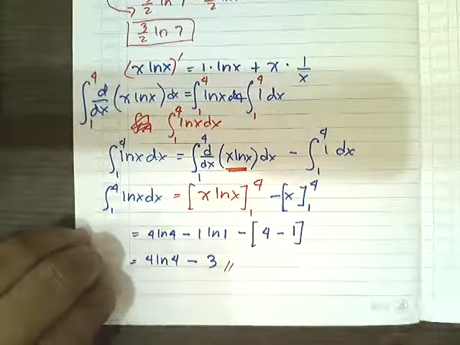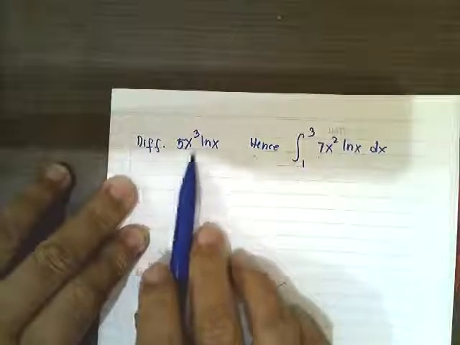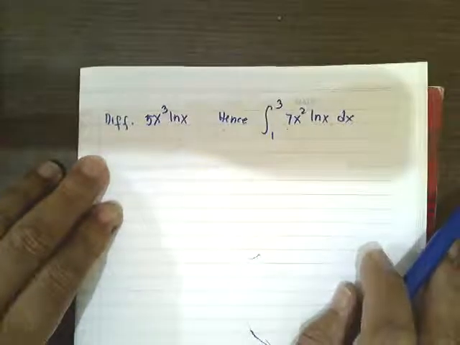Okay, we still have time, so let's try to look at this next example. Differentiate 5x cubed ln x, hence or otherwise.